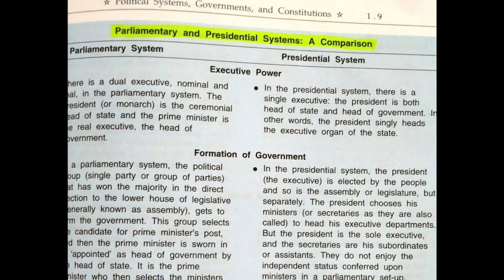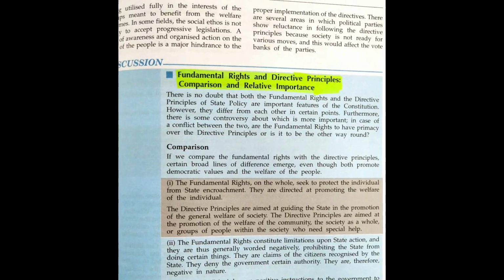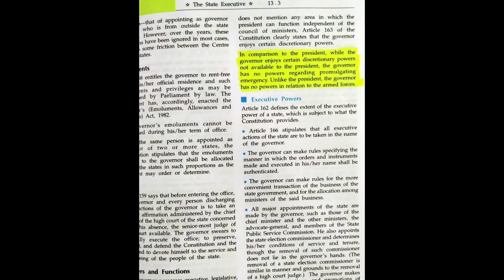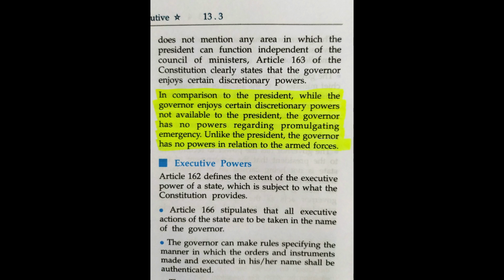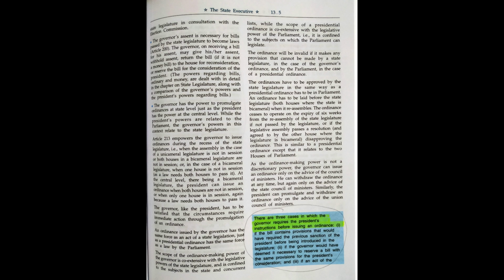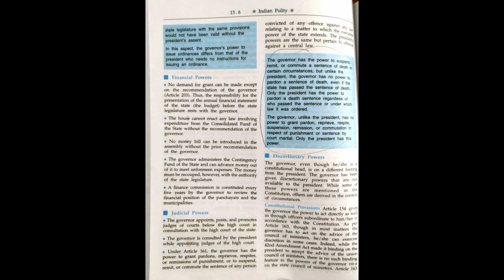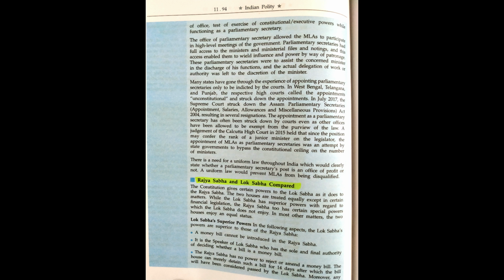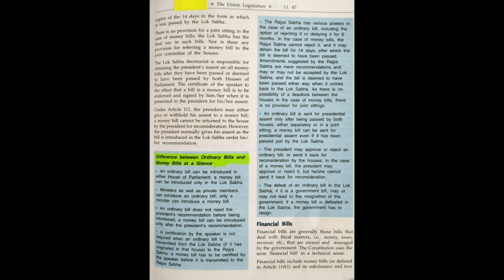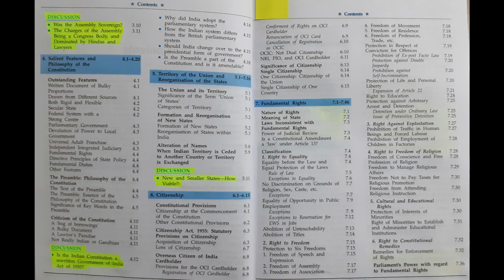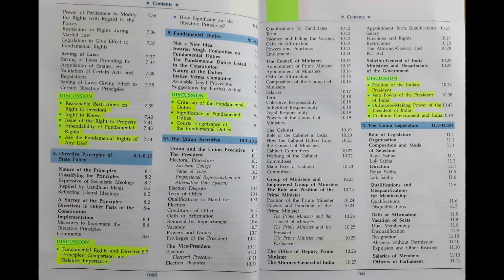The comparison of various institutions and procedures are highlighted in boxes to help readers understand and retain important facts. Parliamentary and presidential governments are compared, as are directive principles and fundamental rights, powers of the president and the governor, Lok Sabha and Rajya Sabha, ordinary and money bills, the jurisdictions of the Supreme Court and the High Courts, to give some examples.